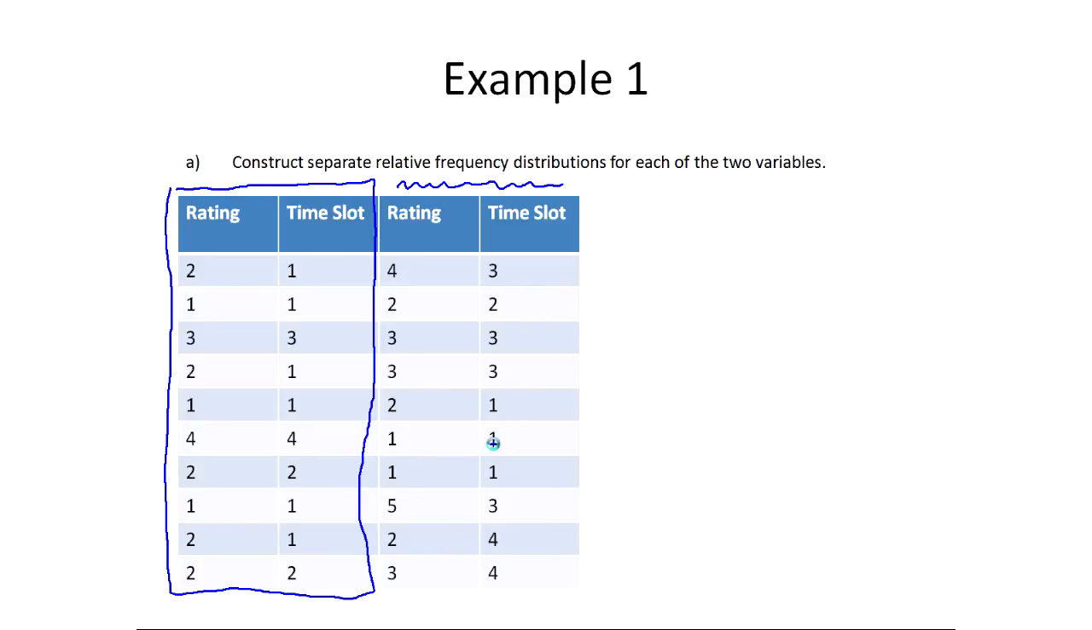So in the same thing over here, we have a 1 rating for a time slot of 1. But when I look at separate relative frequency distributions, I'm actually not worried about how the variables move together. I'm just looking at them on their own. Now this is different from the frequency distributions we did with histograms because this variable is not continuous, meaning it can't be a range of values. So it's either 1 for a rating or 2, it can't be 1.5.